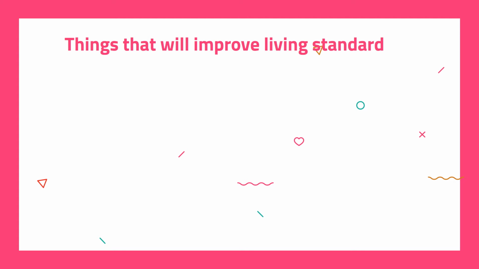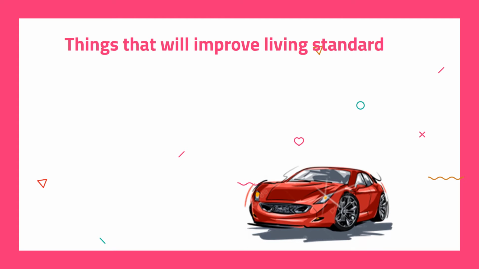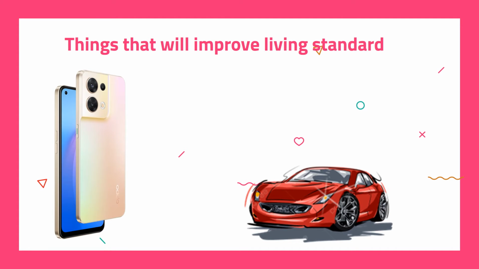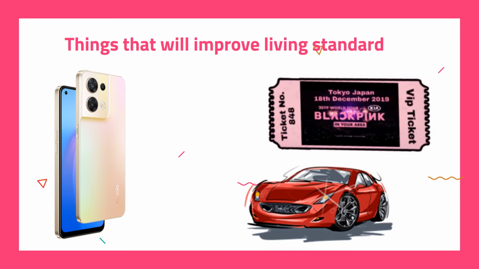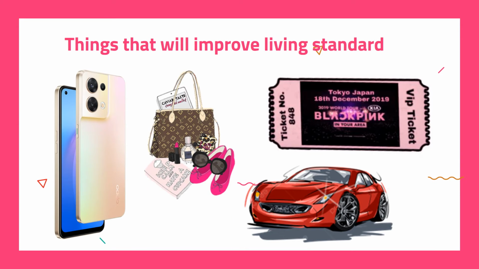Wants are things that we feel might improve our life, but we do not really need these things to survive, like a luxury car, the latest smartphone, a concert ticket for your favorite artist's show, designer clothes, and accessories. They are not essential to survive. They are nice to have. We derive satisfaction from consuming these goods, and some goods give us more satisfaction than others.